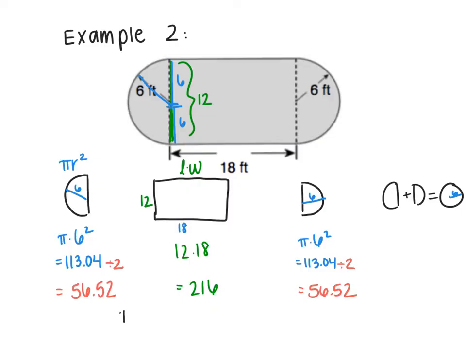So my total area for this, it kind of reminds me of the inside of a track outside, would come from my 56.52 plus 216 plus the 56.52. And let's see what my total area would be. I got 329.04.